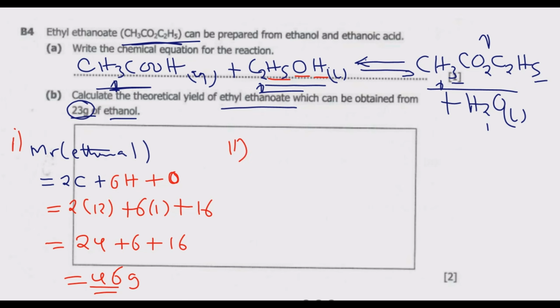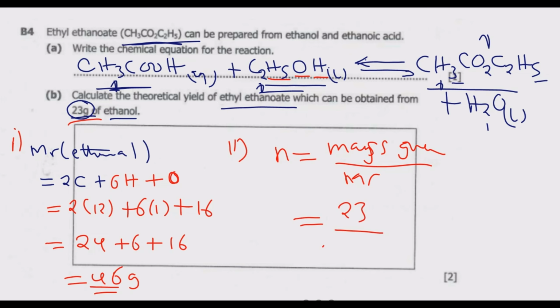In step 2, the number of moles is equal to the mass given divided by the relative molecular mass. So the mass given is 23 from here, divided by the relative molecular mass, which is 46. We end up with 0.5 moles. So if here we have 0.5 moles, then we're going to produce 0.5 moles there, because the mole ratio is 1 to 1.